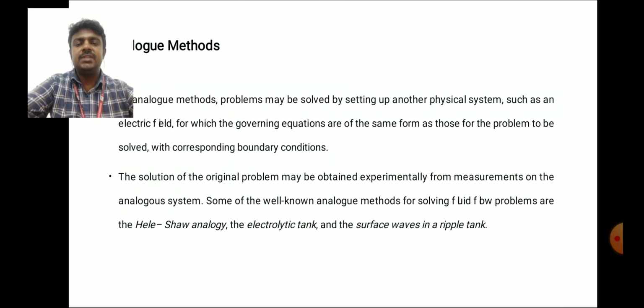And the second one is analog methods. In analog methods, the problems may be solved by setting up another physical system, such as an electrical field, for which the governing equations are of the same form as those for the problem to be solved, with the corresponding boundary conditions. The solution of the original problem may be obtained experimentally from measurements on the analogous system. Some of the well-known analog methods for solving fluid flow problems are the Hele-Shaw analogy, electrolytic tank, and the surface waves in the ripple tank. So, in the Hele-Shaw apparatus, we are able to trace the flow path of the various models.